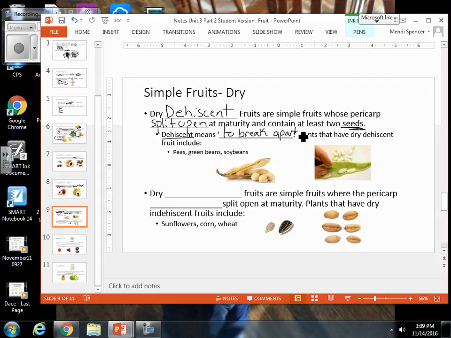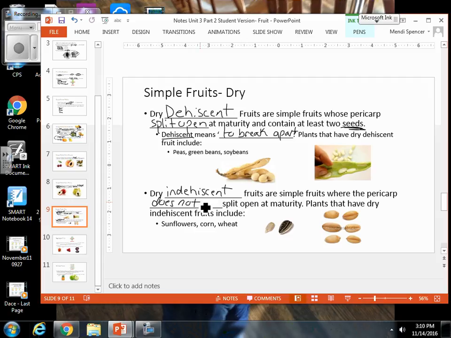So if you have a plant with a dry, dehiscent, simple fruit, that ovary is going to break apart at maturity to release the seeds inside. However, if we have a dry, indehiscent fruit, it's still going to come from one flower. It is still a simple fruit, and those fruits are still going to be dry. But in an indehiscent fruit, the pericarp, the ovary, does not split open at maturity.